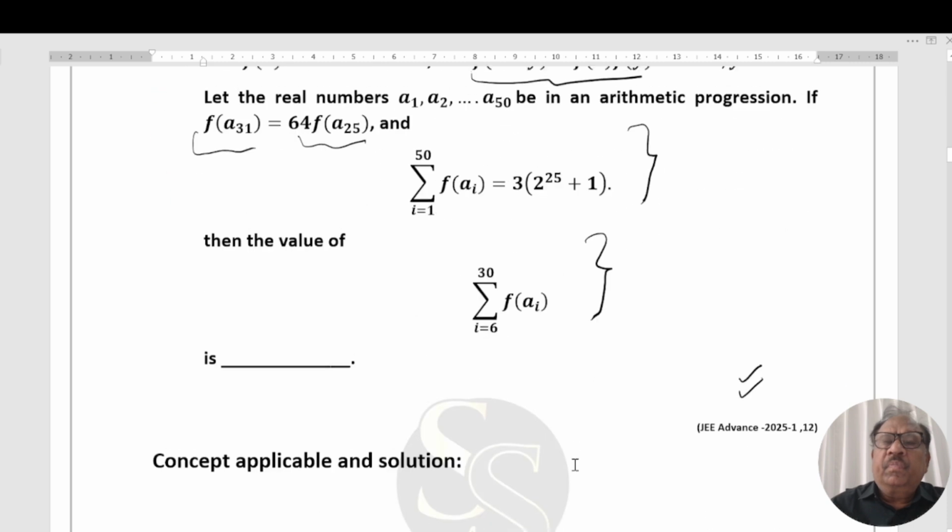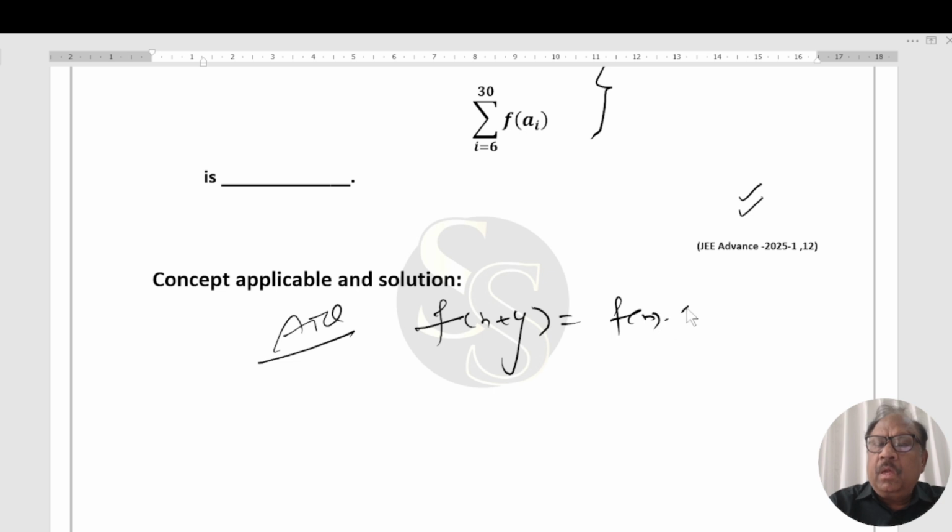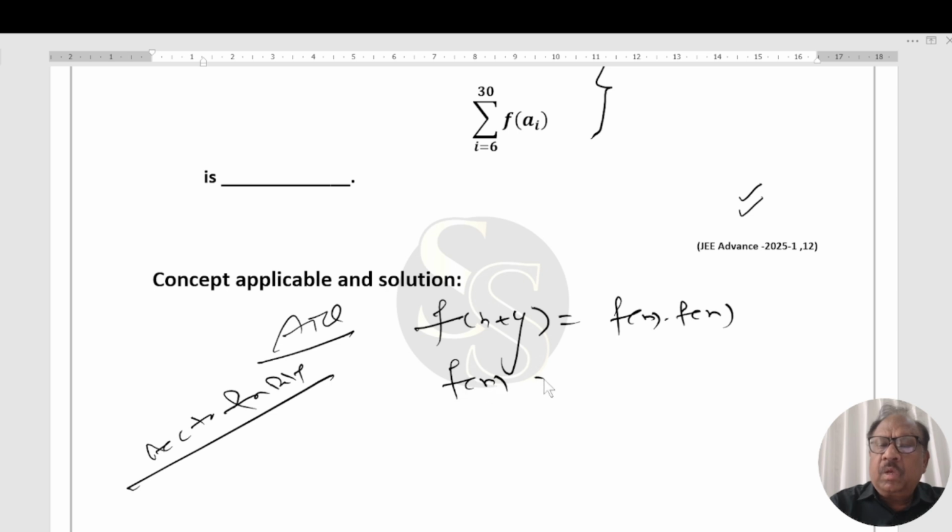Now in this case, according to the question, we are given f(x plus y) equal to f(x) into f(y). Then according to the function rule, f(x) will be e to the power x, a to the power x, or c to the power x, where c is a constant greater than zero, an exponential function.